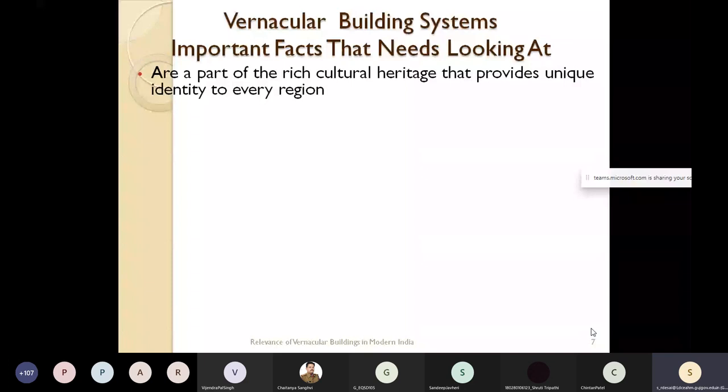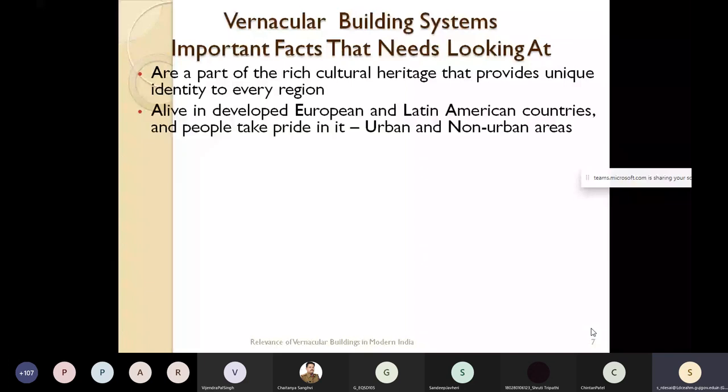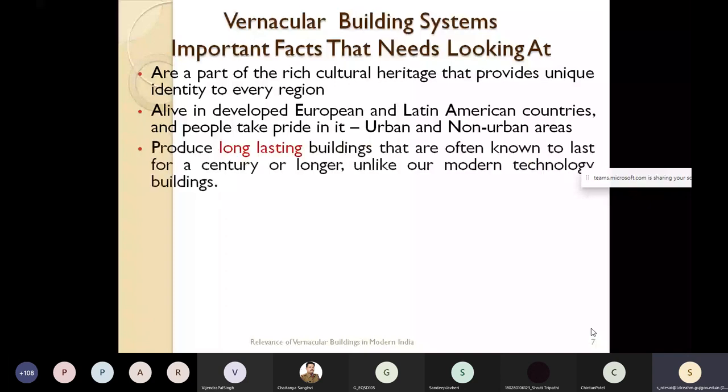And interestingly, in Europe and Latin American countries, these traditions are still very much alive, and people take pride in them. You go to England, even the smallest town will have buildings and houses which could be easily 200 to 300 years old, and people take pride in possessing them and living in them. And this is not only in non-urban areas, it's also in urban areas. Also, we need to understand that they produce long-lasting buildings that are often known to last for a century or longer. This is very much unlike our modern technology buildings. Whether we like it or not, we have to accept this fact because we see it all around us.